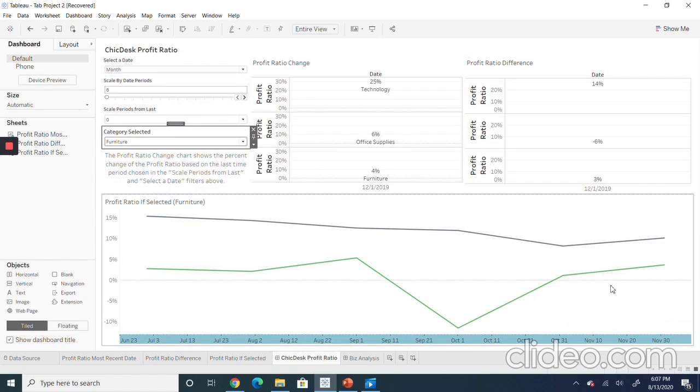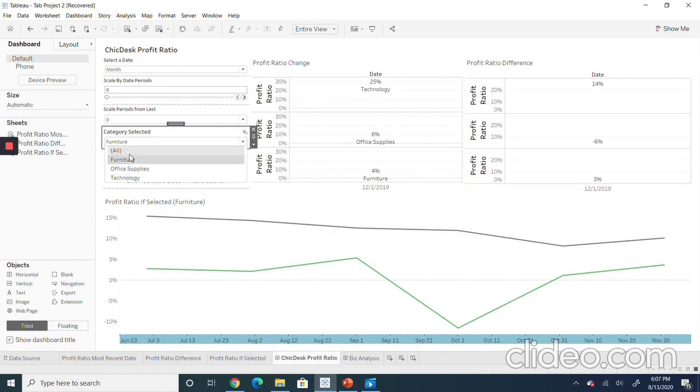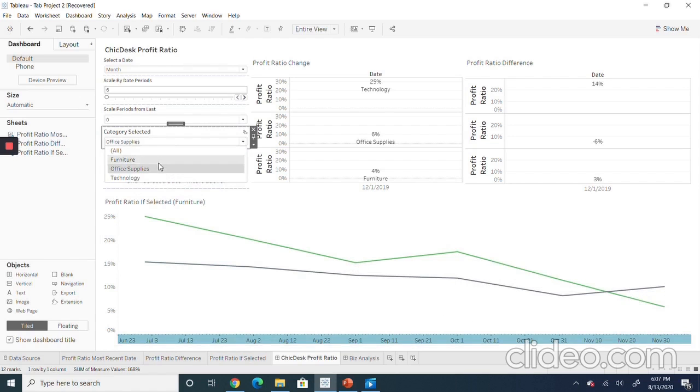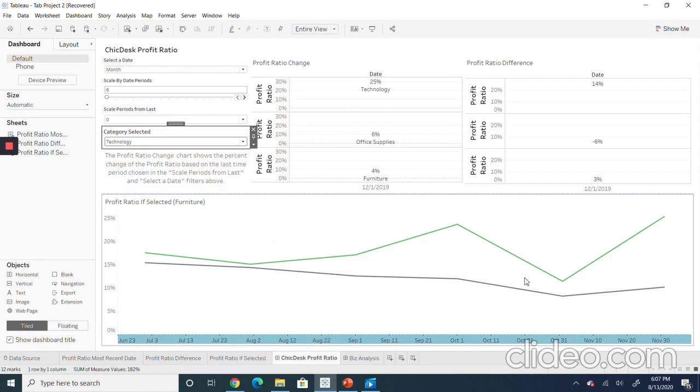We'll start with furniture. It has been increasing. What about office supplies? Office supplies has been decreasing pretty drastically and has actually gone below the overall profit ratio. And technology has been increasing at an even higher rate than profit ratio.